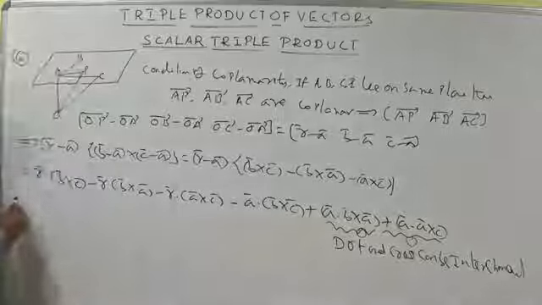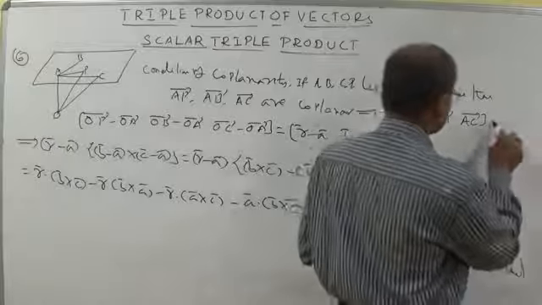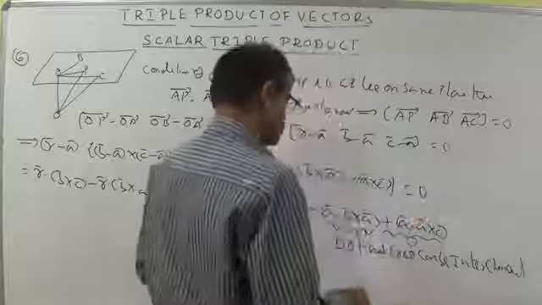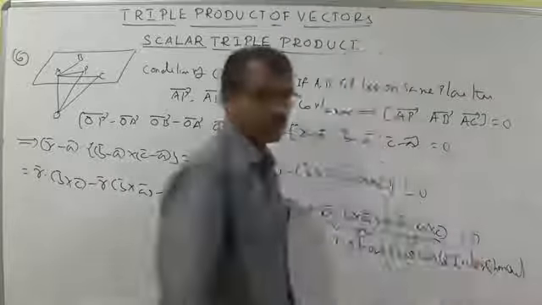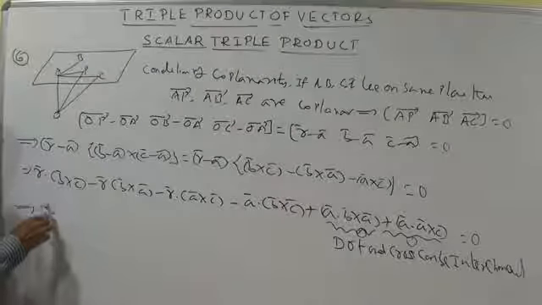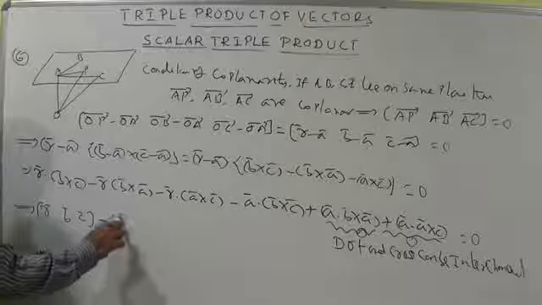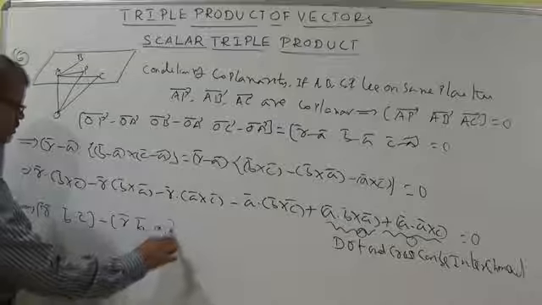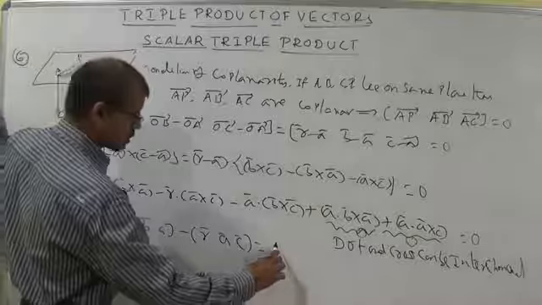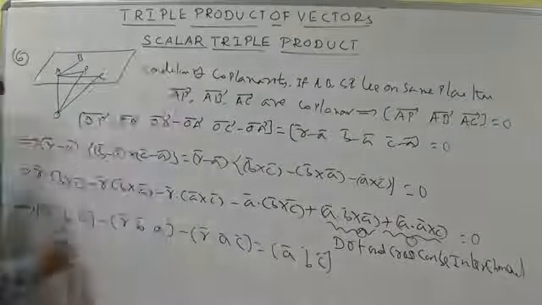Now you can write the condition of coplanarity. What I said previously, we should write here: this is 0 because the determinant value is 0. So the total is also 0. That implies box RBC minus box RBA minus box RAC is equal to box ABC. This is the property, the condition of coplanarity.